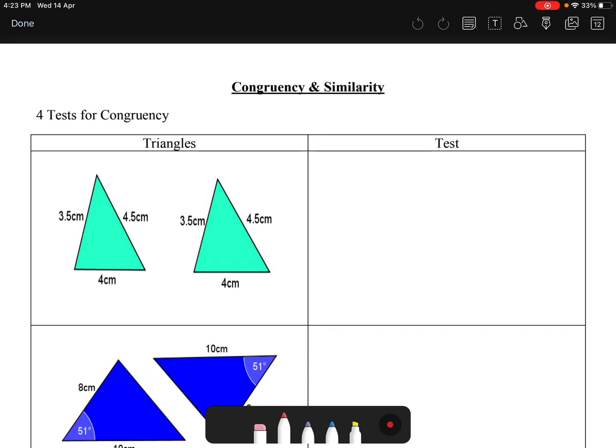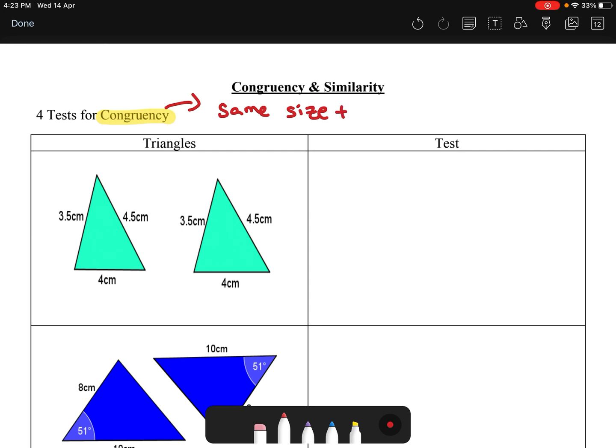Alright, so this is the chapter on congruency and similarity. What is congruency? We hear this word congruency, right? Congruency means if I have two triangles, and these triangles are exactly the same size and the same shape, then they are congruent.